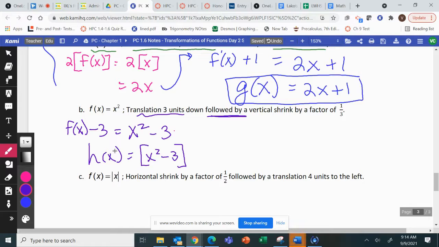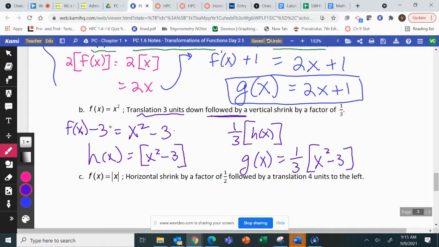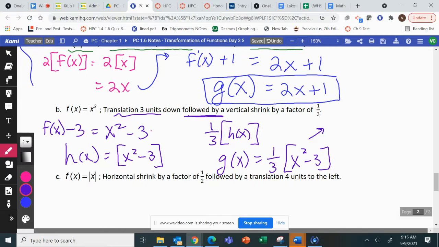So we're halfway done. Now we have to do a vertical shrink by a factor of 1/3. When we do a vertical shrink by a factor of 1/3, we do 1/3 multiplied by the entire function. So for our g of x here, we're going to have to do 1/3 multiplied by x squared minus 3. I'm going to simplify that just a little bit, and I'm going to have g of x equals 1/3 x squared minus 1.